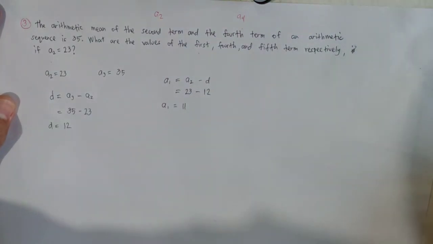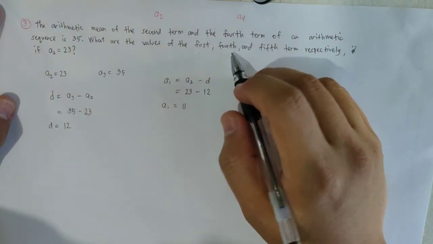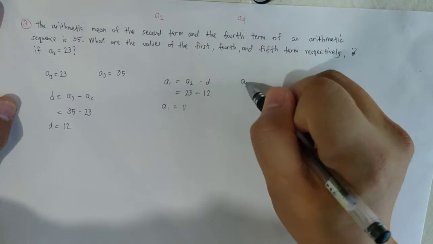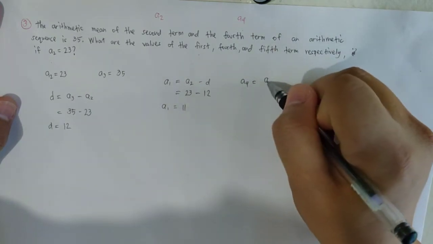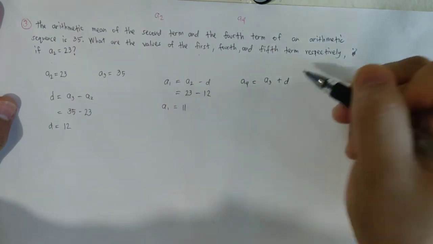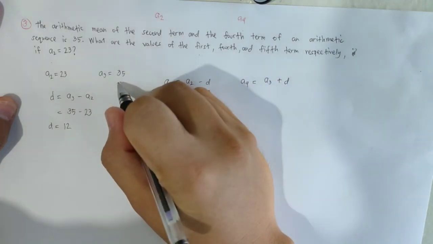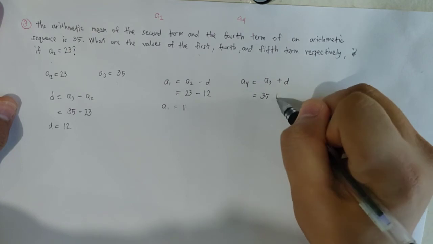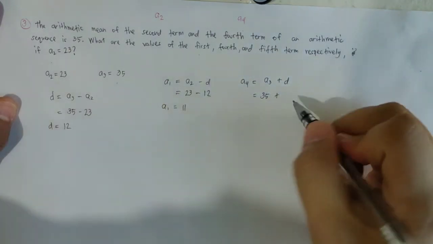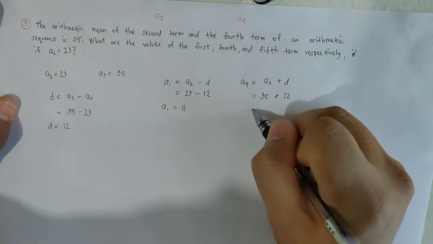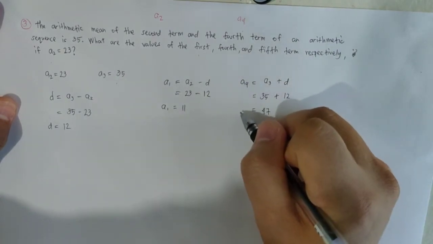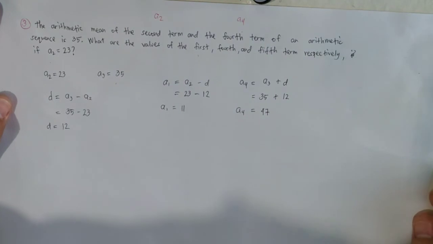Okay, next. Paano naman makuha yung fourth term? Yung fourth term, kasunod siya ng third term natin. So, para makuha yung fourth term or a sub 4, a sub 3 plus D. Anong value ng a sub 3? 35. So, 35 plus, anong value ng D natin? 12. So, 35 plus 12 is 47. So, a sub 4 natin is equal to 47.